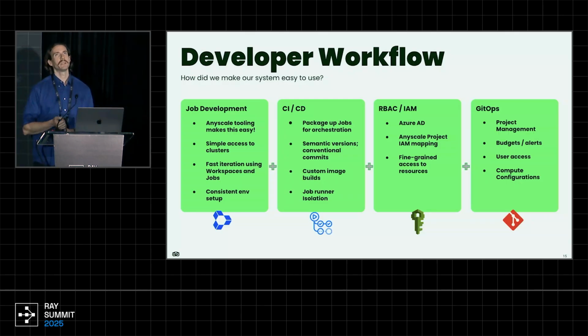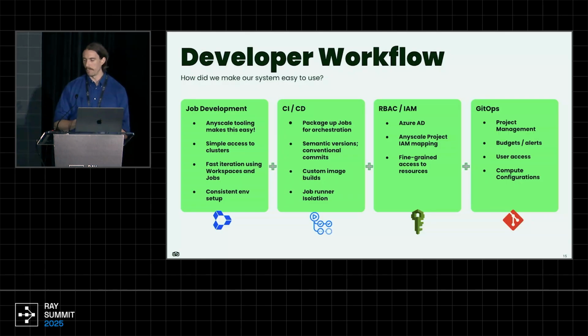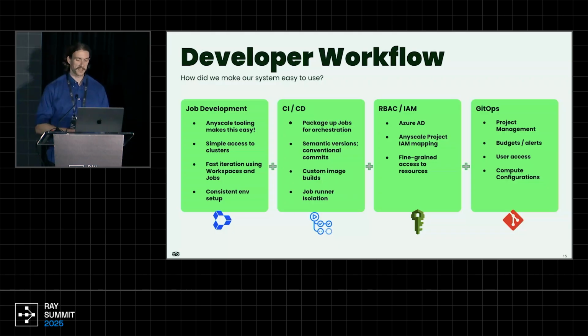Interestingly, we built an in-house GitOps tool as well for our project management. We built this on top of the quite fully featured Anyscale API, and it allows us to have a Git repo that controls budgets and alerts for our projects, user access control, and importantly, compute configuration, so users can raise PRs if they want to use new GPUs, and MLOps can say, no, that's too expensive, or yes, that's great for your use case. This also has the added benefit of disaster recovery as well.